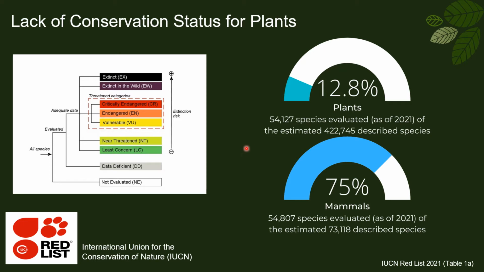As of 2021, 54,127 species of plants were evaluated of the estimated 422,745 described species, which is about 12.8%. In contrast, 54,807 species of mammals have been assessed of the estimated 73,118 species, or 75%. Thus, there is a need to increase our knowledge of patterns of biodiversity in order to be able to assess more plants for conservation statuses.